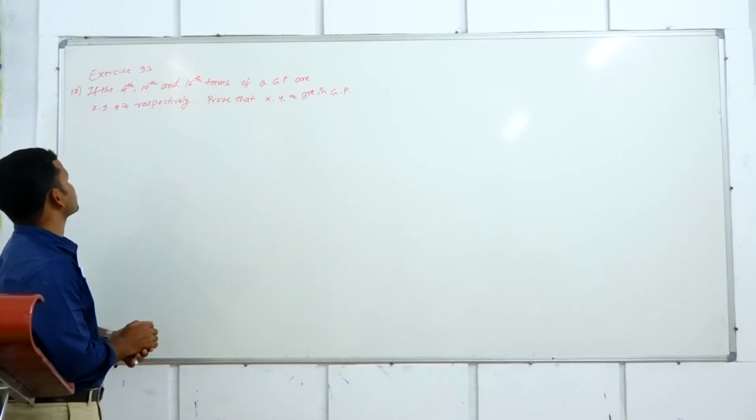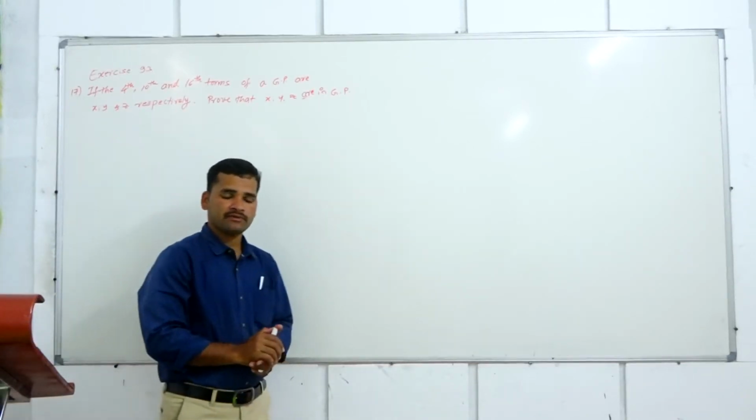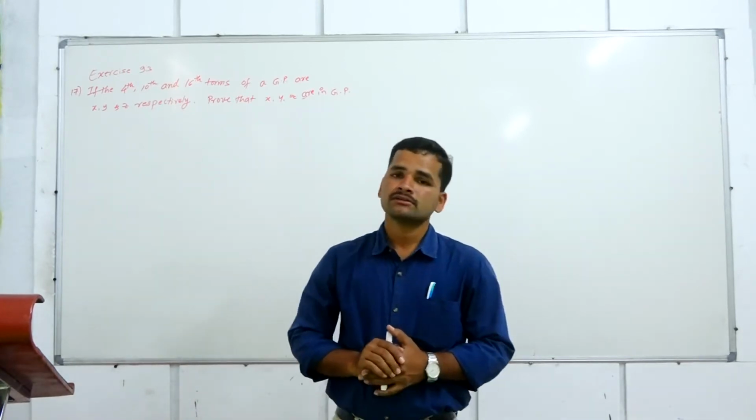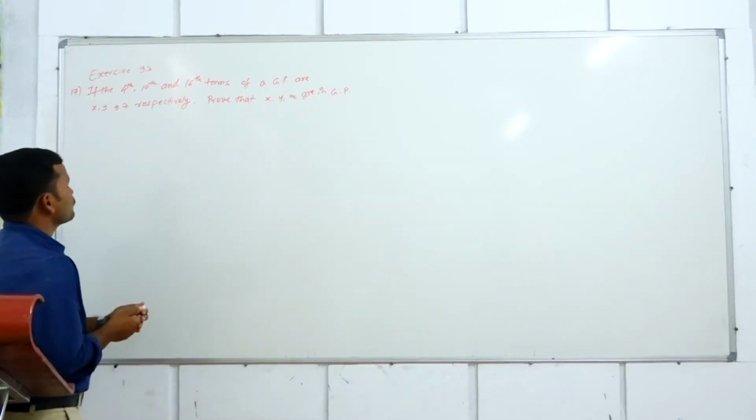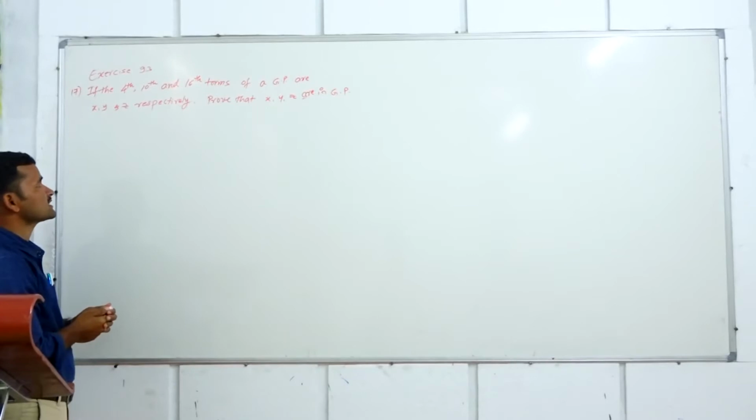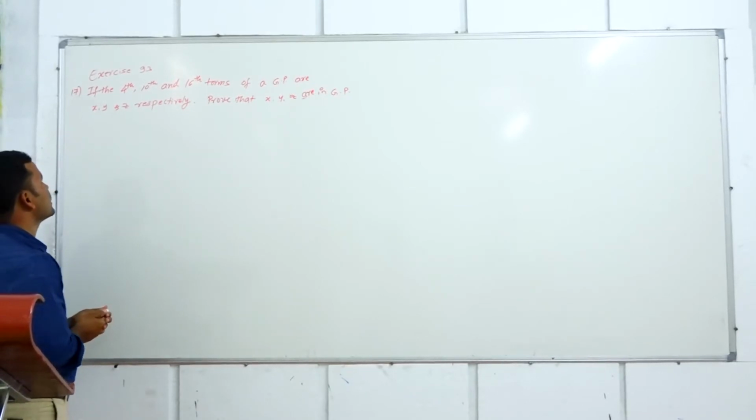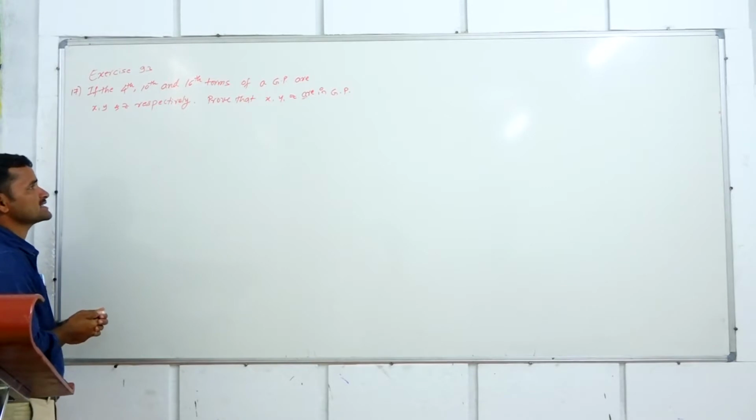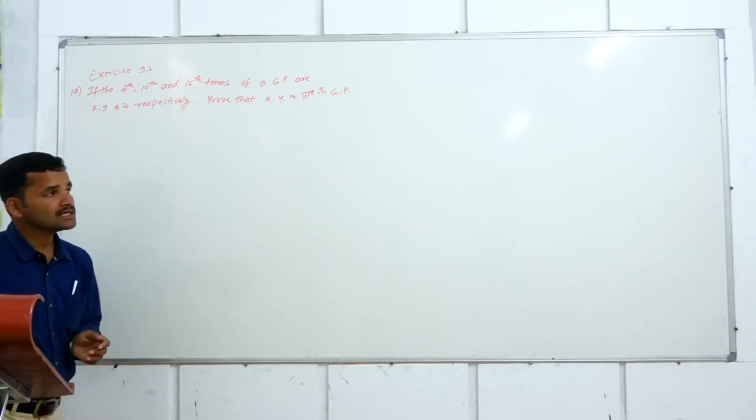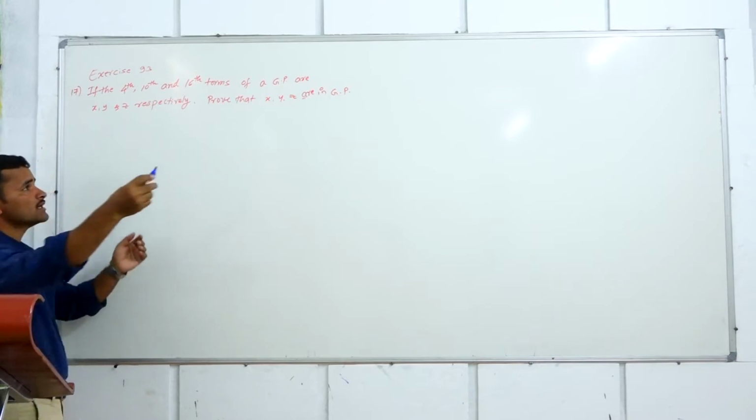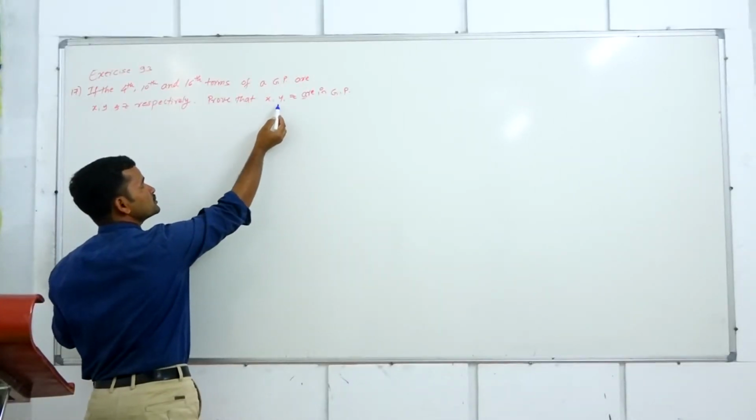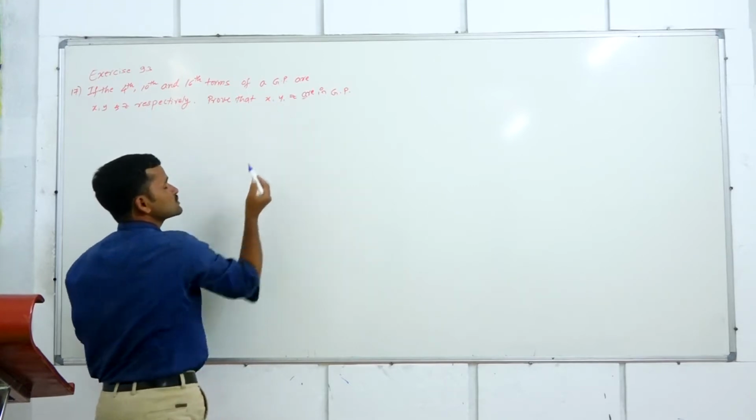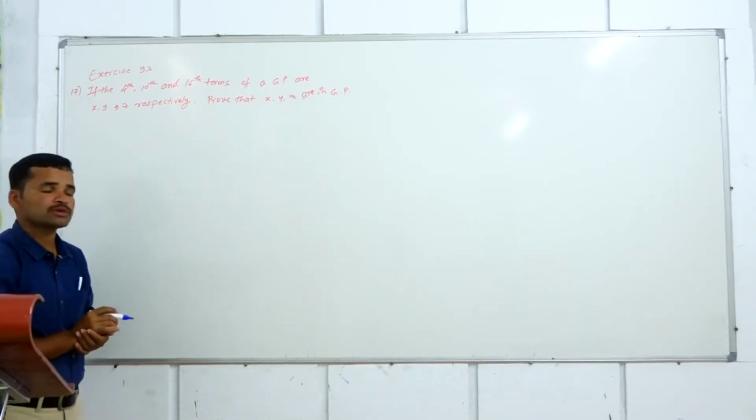In exercise 9.3, up to problem number 16, we have completed in the previous session. Now we will go to problem number 17. It says, if the 4th, 10th and 16th terms of a geometric progression are x, y and z respectively, prove that x, y, z are in GP. Means I have to prove these three terms x, y and z are in GP. Means the ratio between the first two terms is the same as the ratio between the next two terms. That one we are going to prove here.